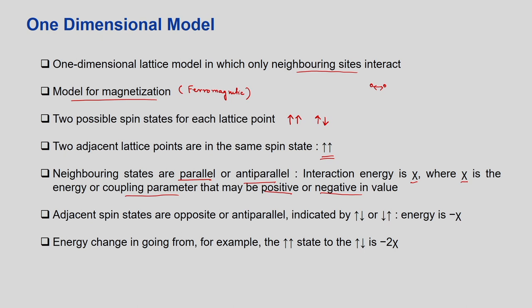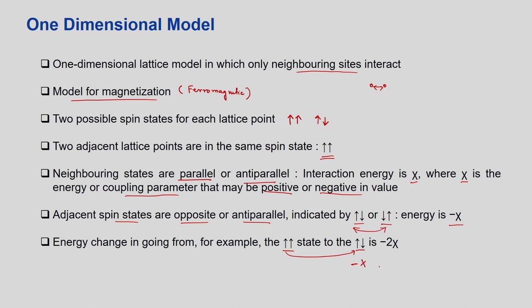When there are adjacent spin states which are opposite, or anti-parallel, it can be indicated by either this sign or this sign. Both are equivalent. So your energy is minus the symbol. Now if I want to write the energy change in going from this state to this state, it is minus 2 times the symbol. Why? Because this state we know is already minus of this symbol.